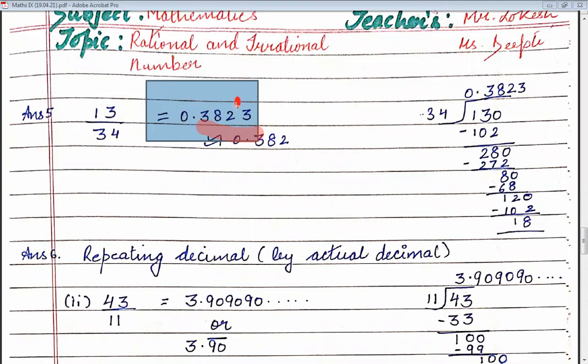Now just have a look. We need only up to 3 decimal places. So have a look. The last digit is 3 and it is less than 5. So your decimal up to 3 places will be 0.382 because the number 2 will remain 2 only. Okay. So your final answer is 0.382 up to 3 decimal places. Okay, children. Now let's have a look at question number 6.